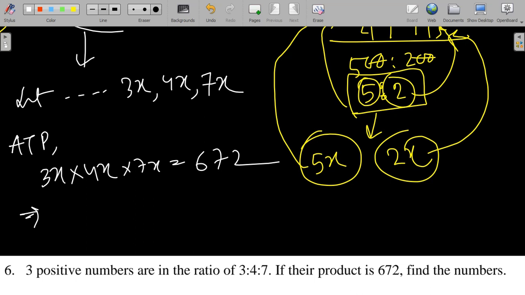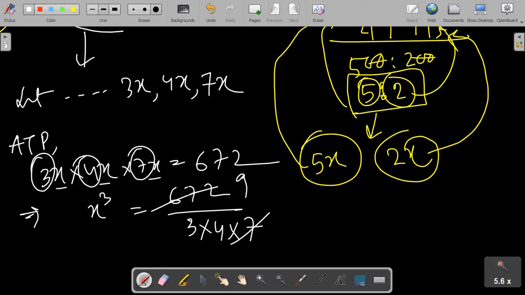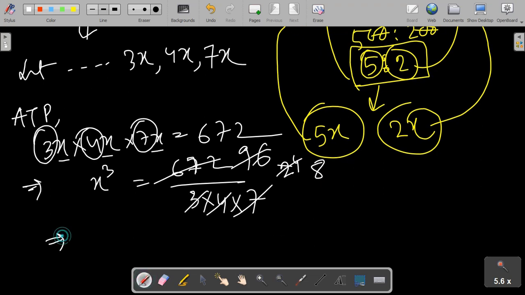So 3x, 4x and 7x will make x cube, and as the numbers 3, 4 and 7 are in the numerator, whenever they come to the other side, they will all come down to the denominator. So 3, 4, 7. Now let's start cancellation. 7 9s are 63, so 4 carries, because it's 672, so 7 6s are 42. Now if I cancel with 4, 4 24s are 96, and if I cancel lastly with 3, 3 8s are 24. So we have x cube is equal to 8.